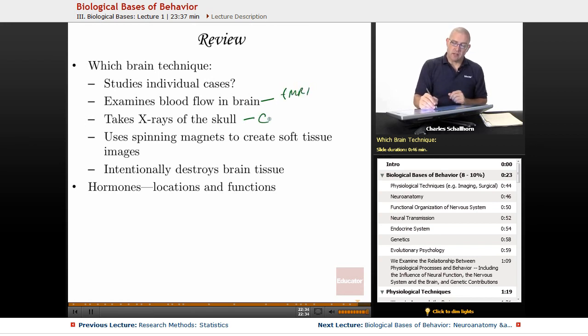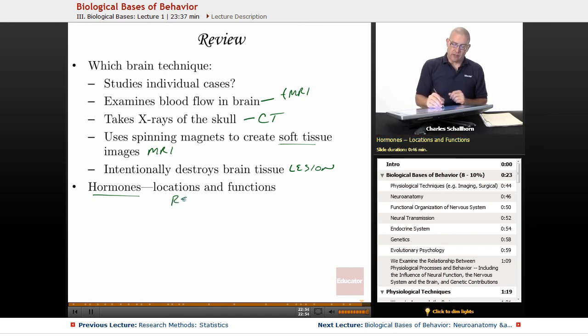Taking x-rays of the skull. Is that going to be the CT scan? Spinning magnets to create soft tissue images. Is that the MRI? What about the technique that intentionally destroys brain tissue? Is that a lesion? And then, of course, hormones. Do we know their basic locations and functions?